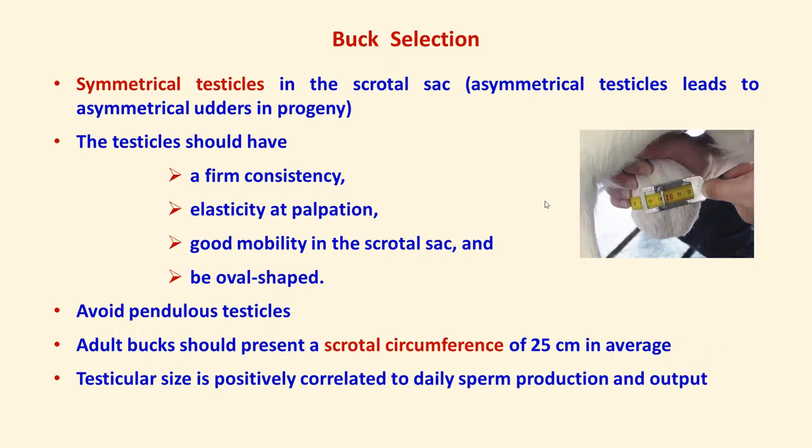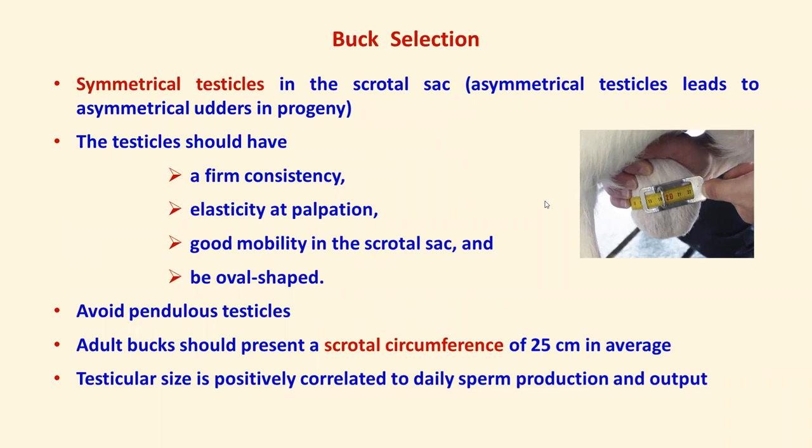But there is one important thing to select, which is the scrotum. Symmetrical testicles in the scrotal sac are very important. If there are asymmetrical testicles, it will lead to asymmetrical udders in the progeny. Then you have to see the consistency: there should be a firm consistency in the testicle, elasticity should be there. There should be good mobility in the scrotal sac, and the testicle should be of oval shape.